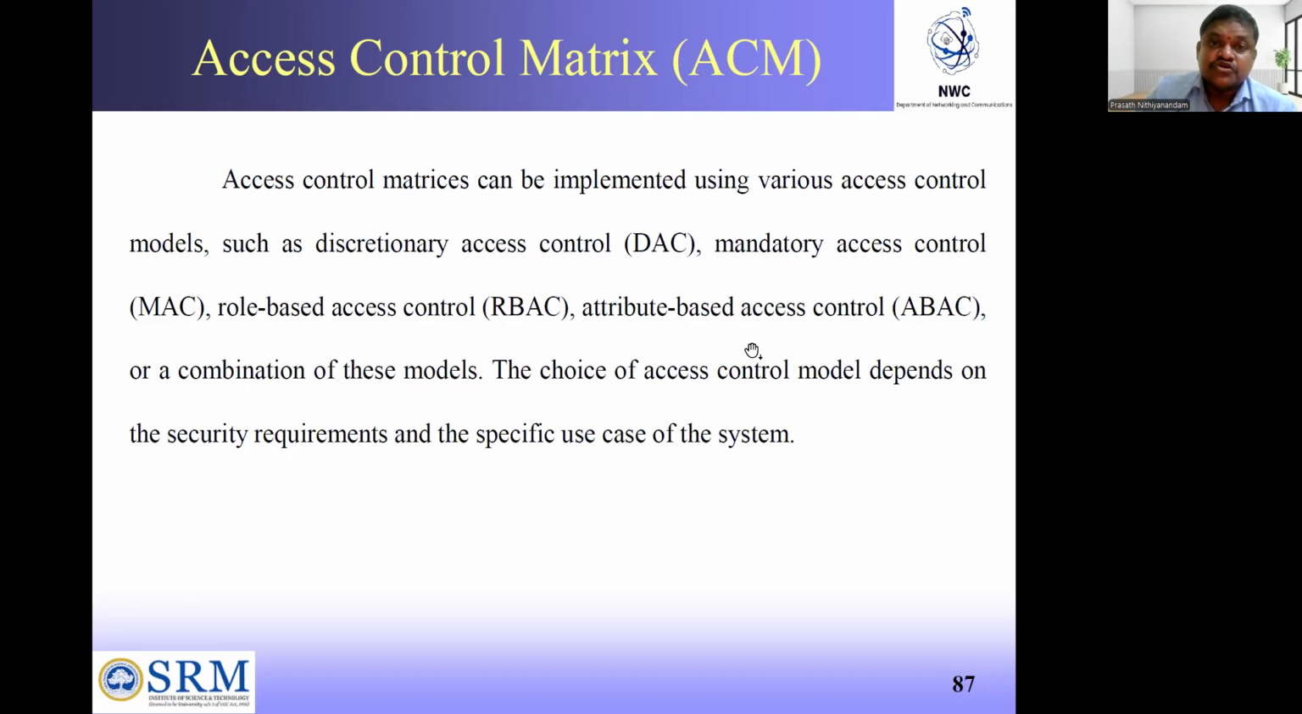And next is access control models. The access control matrix can be implemented using various access control models such as discretionary access control, we call it DAC, mandatory access control, we call it MAC, role-based access control, we call it RBAC, and attribute-based access control, we call it ABAC. As a real world example, a hospital may use RBAC to ensure the doctors, nurses, and the administrative staff have appropriate access based on their role.